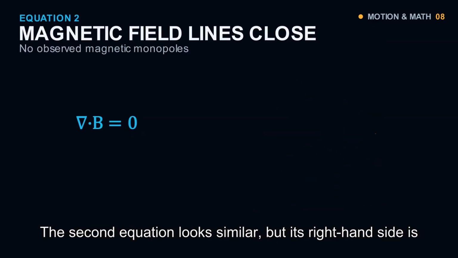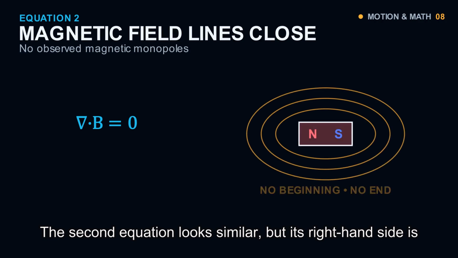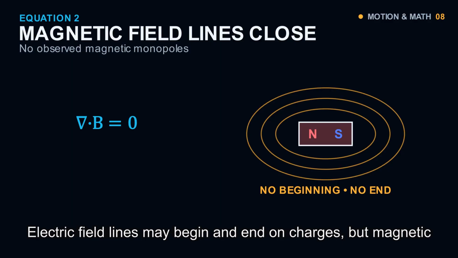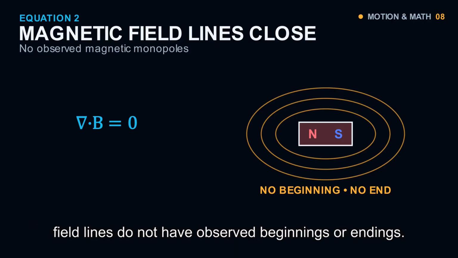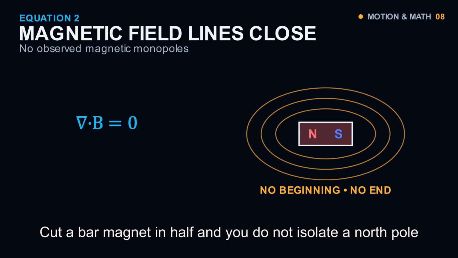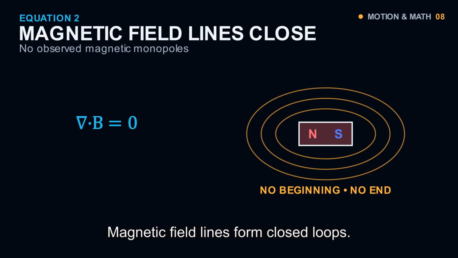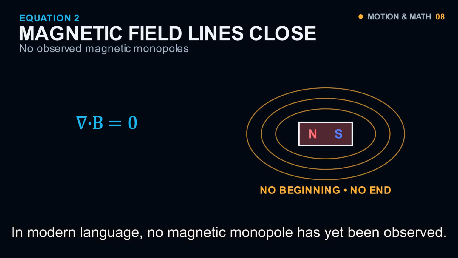The second equation looks similar, but its right-hand side is zero. The divergence of the magnetic field is zero. Electric field lines may begin and end on charges, but magnetic field lines do not have observed beginnings or endings. Cut a bar magnet in half and you do not isolate a north pole from a south pole. You obtain two smaller magnets, each with both poles. Magnetic field lines form closed loops. In modern language, no magnetic monopole has yet been observed.